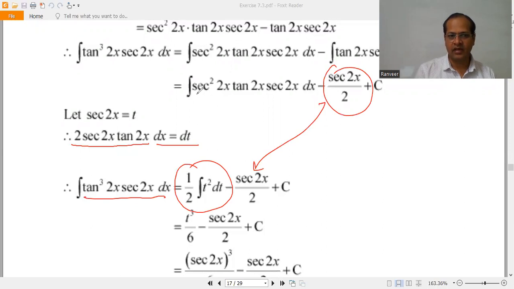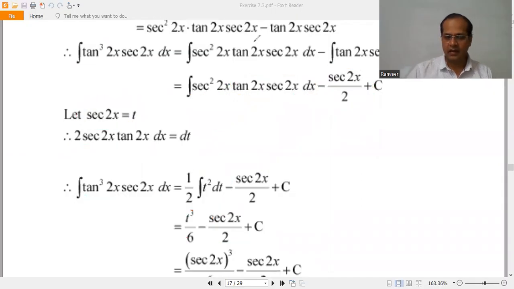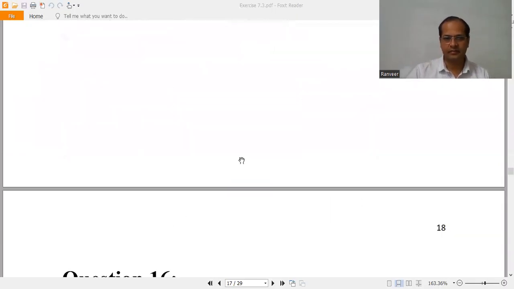And here, if we take this as t and this is the value of dt, this is the way we just have to substitute the value. The integration of t square is t cube by 3, so 3 into 2, 6, and this is the value. At the end, we have to put the value of t. Now, this is the answer.